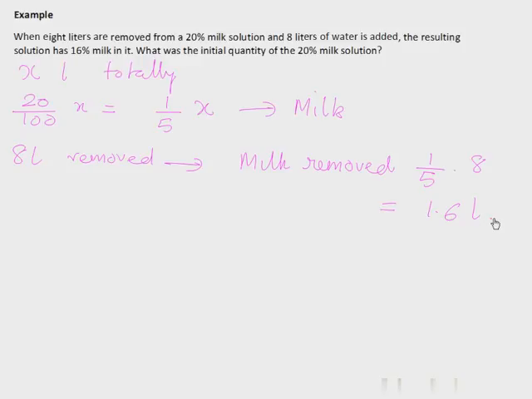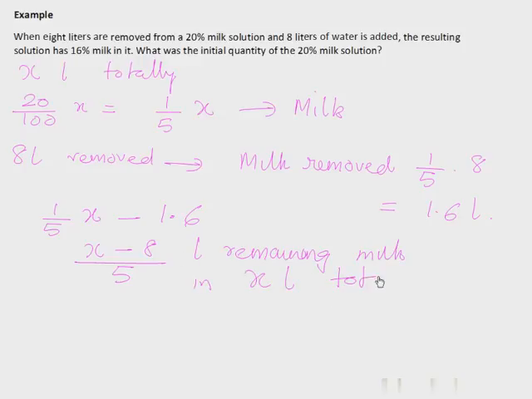So what's the milk remaining? The milk remaining is 1/5 X minus 1.6. Or let's just write it as X minus 8 over 5 liters remain. I've written 1.6 as 8 by 5. X minus 8 by 5 liters of milk remain. Of course, I add back water, so no milk goes back, only water goes back. And the final volume is again X. So this is the remaining milk in X liters totally.